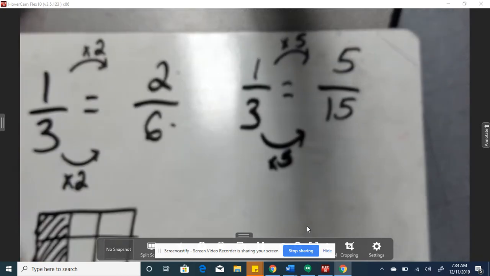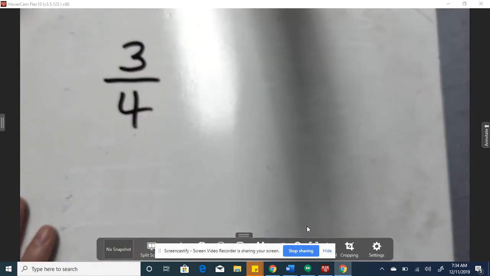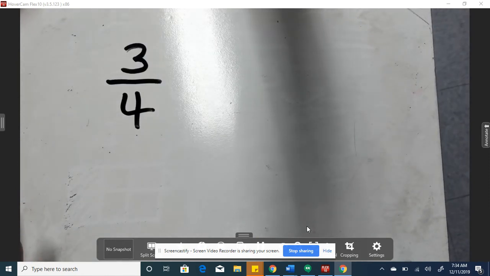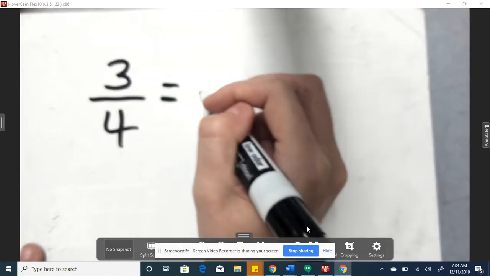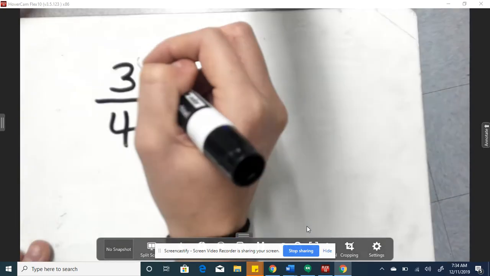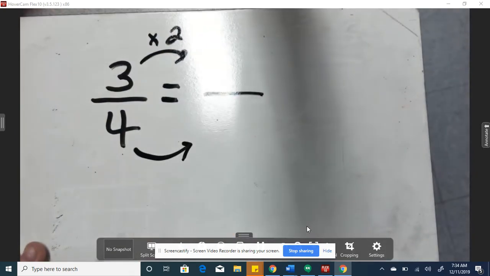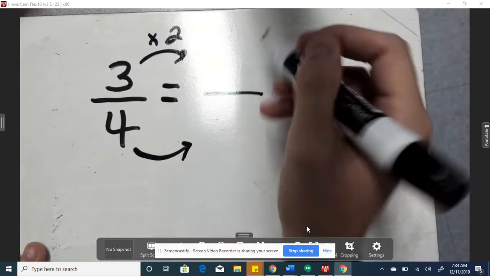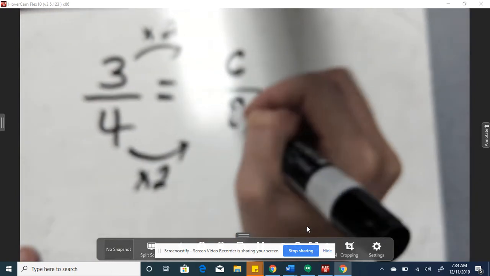All right, let's try one more, creating equivalent fractions, then we're going to do one where we have to find the missing part. Let's do 3/4. So this time we don't have a numerator of 1. Even though the numerator is not 1, that means there's more than one piece shaded, we can still use our rule of multiplying by the same number to get to another equivalent fraction. Let's multiply by 2. 3 times 2 is 6. 4 times 2 is 8.